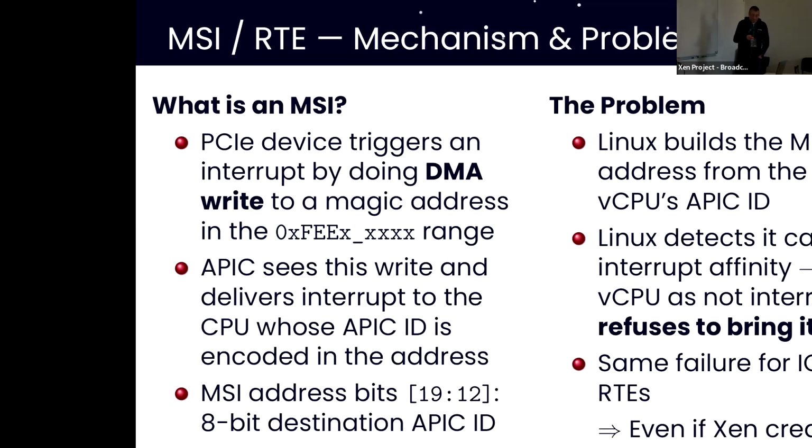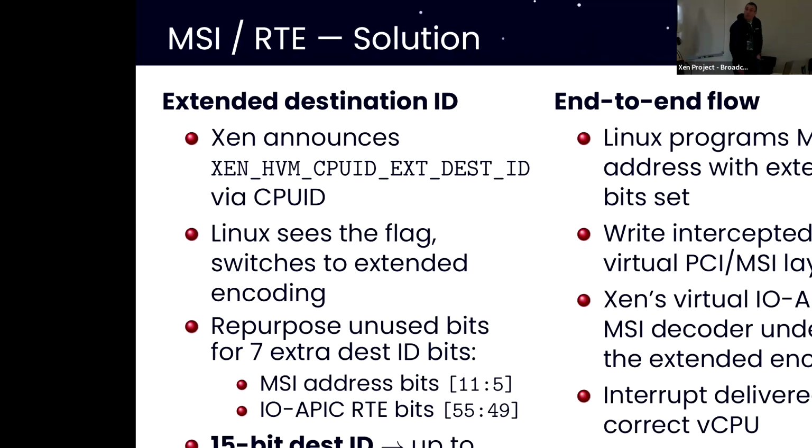So yeah, it doesn't work, because even if we have more than 128 vCPUs created in Xen and we start Linux, Linux will just see that there's an issue because it cannot send interrupts to these cores, and then it just refuses to bring them up. So you will just get an error. So this is a limitation. But half of the solution is already there, because there's actually this Xen HVM CPUID extended destination ID.